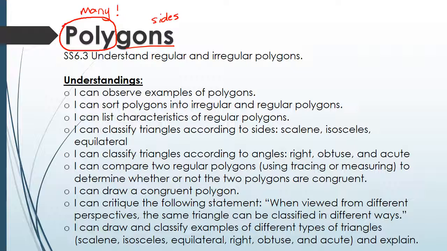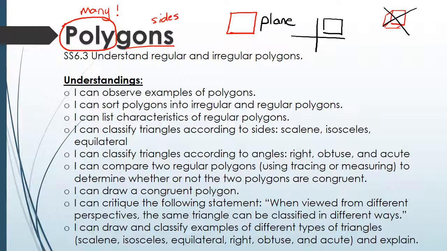And polygons are two-dimensional. They have a length and a width. So they are not 3D like a prism. They are a plane figure, which means they're sitting flat like on the XY Cartesian plane. That is it. That is what a polygon is. All right, so let's have a look.